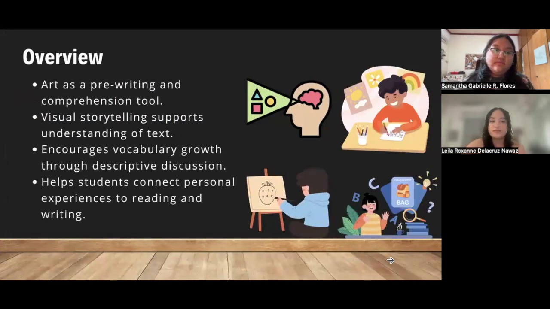For the overview of Chapter 8, art is a pre-writing and comprehension tool, and visual storytelling supports understanding of text. It encourages vocabulary growth through descriptive discussion, and it helps students connect personal experiences to reading and writing.